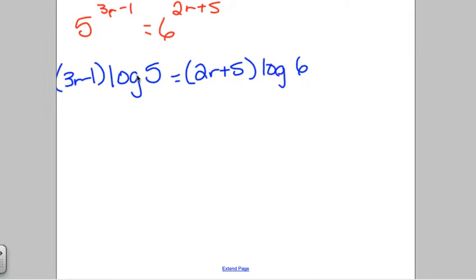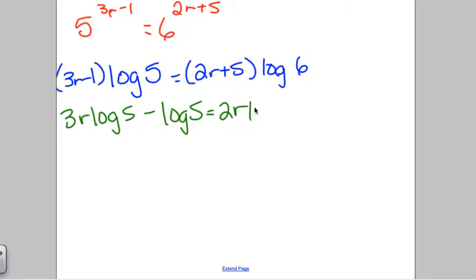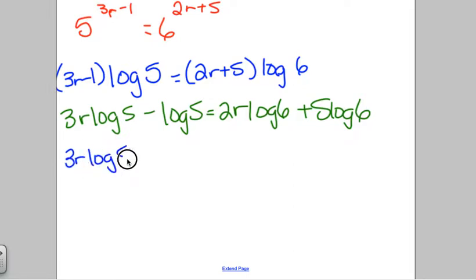Now what I have to do is get my r terms together somehow. So I have to get them on the same side. I'm going to distribute this log 5 through that expression. So I'm going to have 3r times log 5 minus 1 times log 5. Do the same thing with log 6. Now I want everything with an r term on one side and everything without an r on the other side. So 3r log 5 minus 2r log 6. I'm going to add that log 5 to the other side.